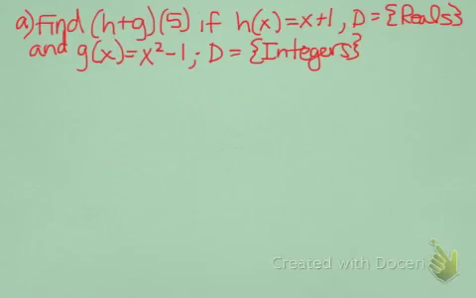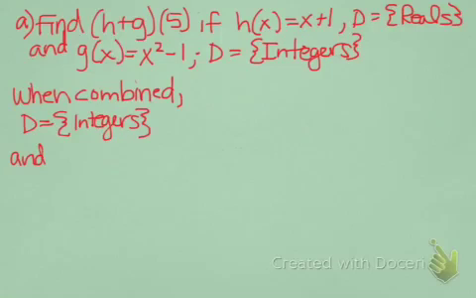Okay, find h plus g of 5 if h of x is x plus 1, the domain is the real numbers, and g of x is x squared minus 1, the domain is the integers. So when they're combined, the domain is going to be integers. And when we look at 5, 5 is an element of the integers, so we're okay to proceed.